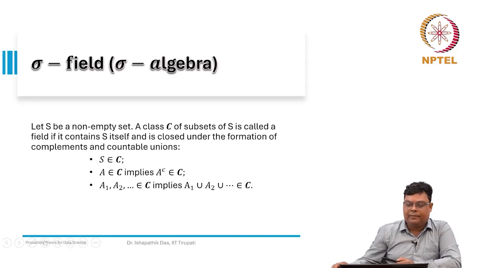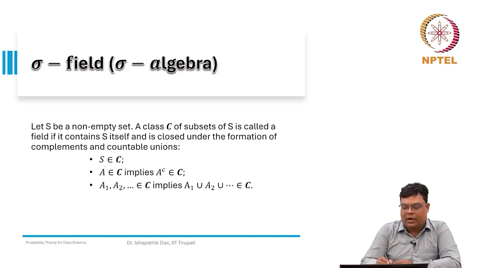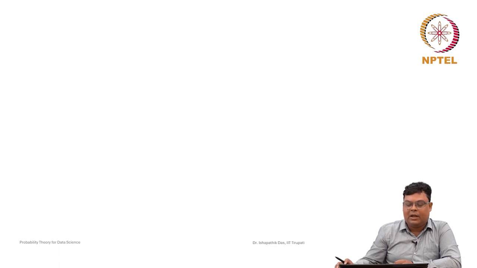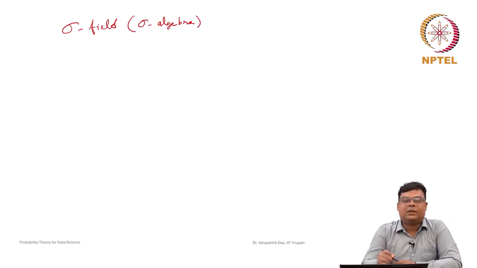Now, basically what is important is that we need to know the sigma field. A sigma field needs just one extra condition. Whatever it is, it has to be a field, and not only that: the condition was a finite union, but here it is a countable union. We will discuss some examples. So, what is a sigma field? Sometimes it is known as a sigma algebra. Some books mention sigma algebra, and in some books you will find it discussed as a sigma field.